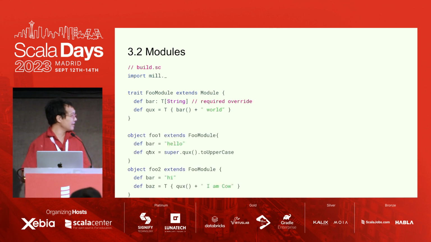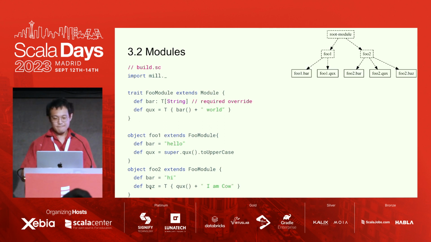I can instantiate it here. I instantiate foo1 and foo2. They have different concrete implementations. foo1 overrides quux, foo2 implements a new target baz. This results in this module tree. So root, foo1.bar, foo1.quux, foo2.bar, foo2.quux, foo2.baz.